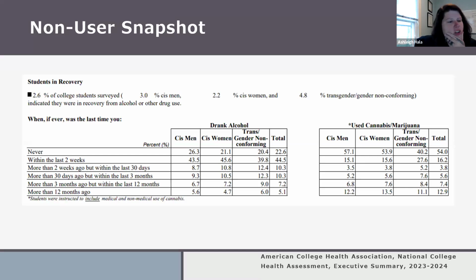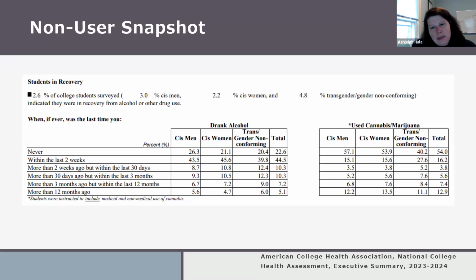And so I wanted to show you this because it talks a little bit about students in recovery up at the top there. So you'll see those percentages. And then there are two other pieces here. When, if ever, was the last time you drank alcohol or used cannabis? And I want you to take a look at, first of all, the never bar right at the top, with a significant amount of folks reporting that they have never used a substance.